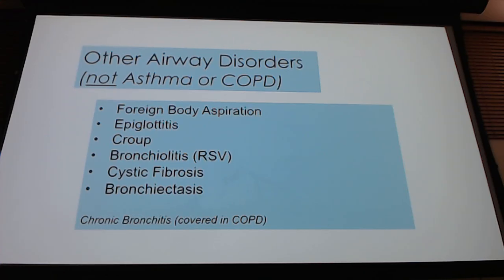So we're talking about things like stridor. We're talking about things like bronchitis, bronchiolitis, laryngitis, right? Up in the upper airway. Asthma and COPD will be separate lectures, as I keep saying. So this is kind of everything else that involves the upper airway. Foreign body aspiration, epiglottitis, croup, bronchiolitis, which is kind of synonymous with RSV.